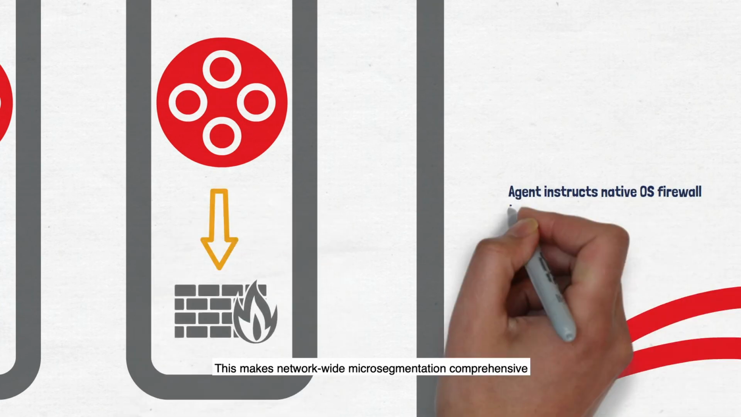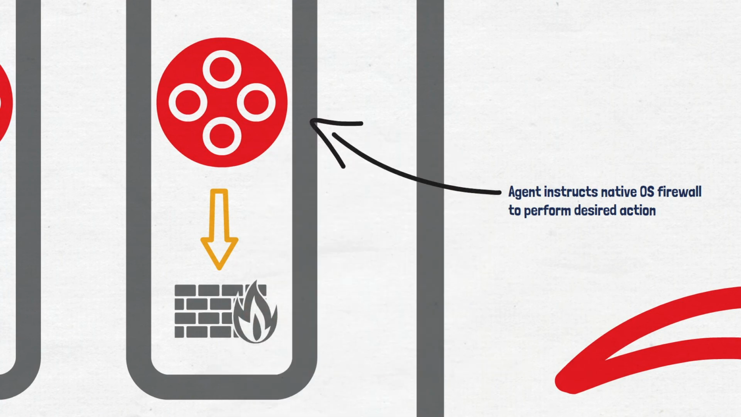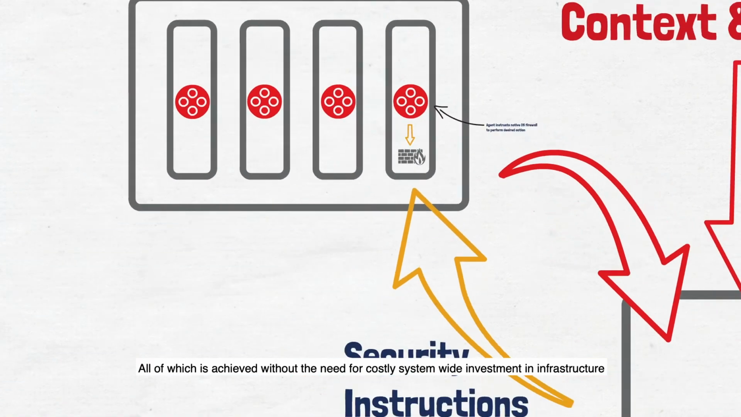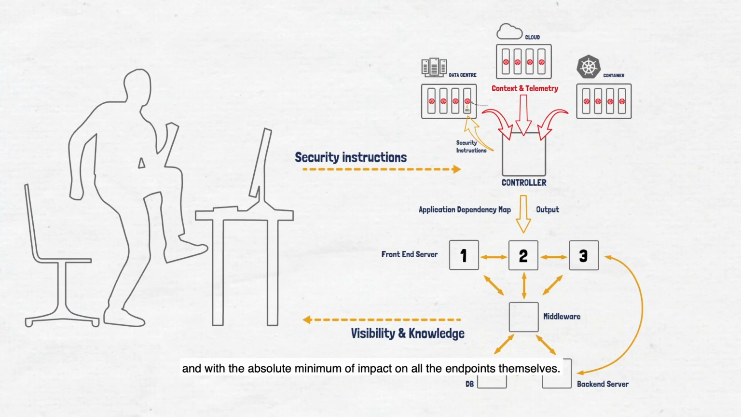This makes the network-wide microsegmentation comprehensive, practically instantaneous, and 100% visible to your security team at device and environment level, all of which is achieved without the need for costly system-wide investment in infrastructure and with the absolute minimum of impact on all the endpoints themselves.